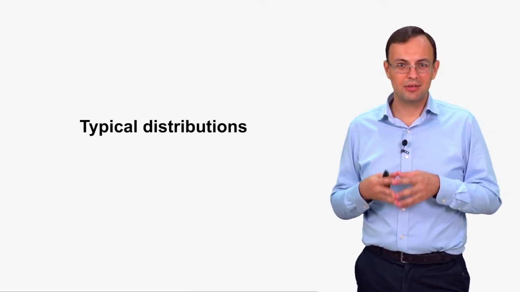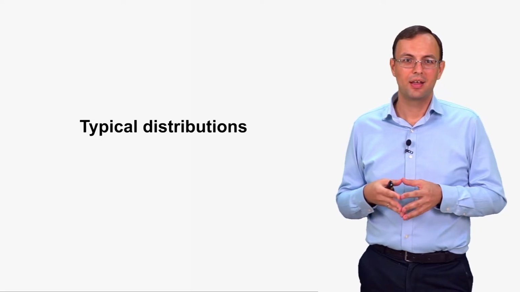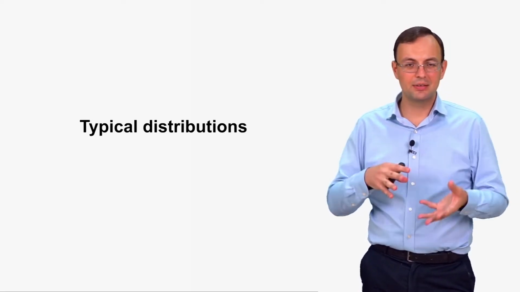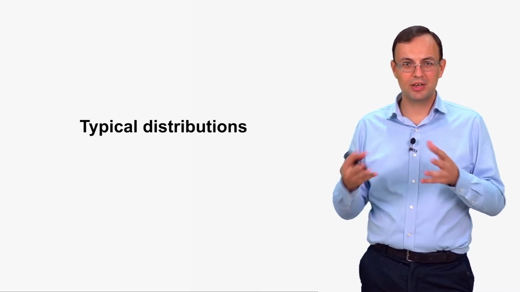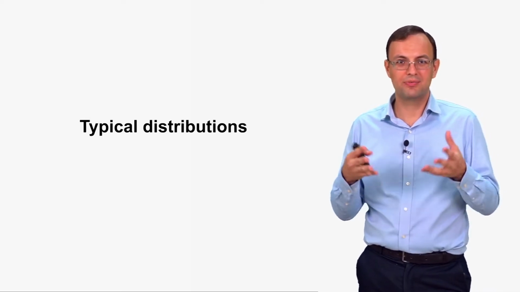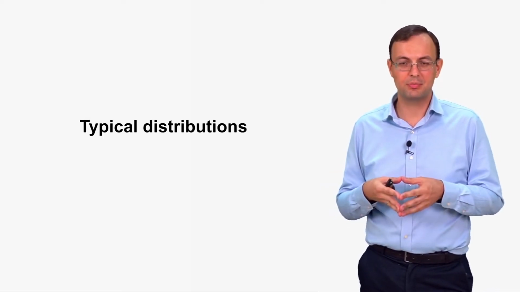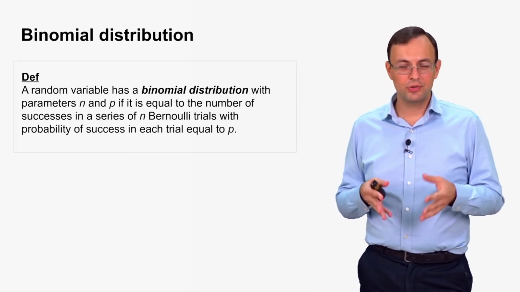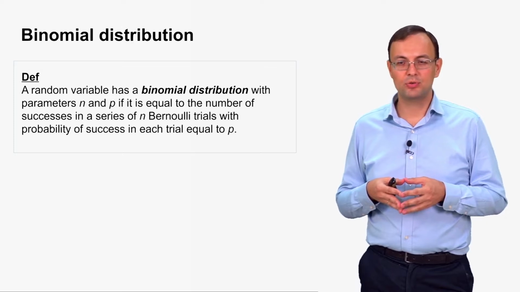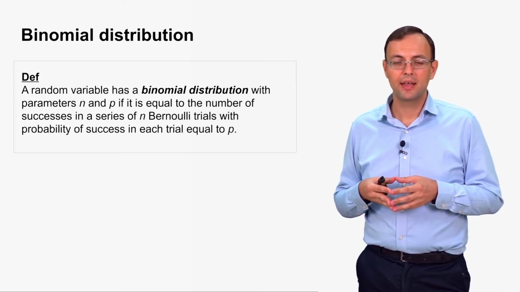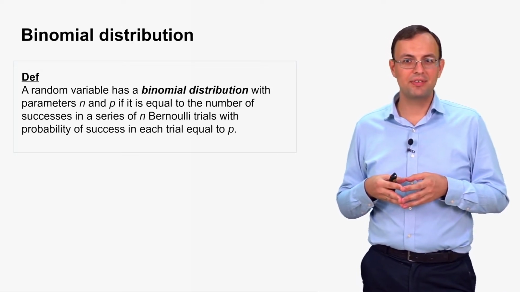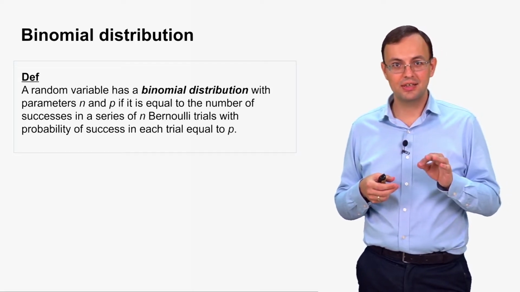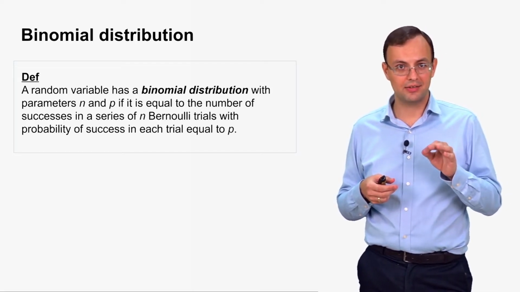And so now we will discuss several distributions that are the most typical, that are encountered very often. And so we will discuss their physical meaning, the situations in which we can find these distributions. And the first one is a binomial distribution. Binomial distribution can be defined as a number of successes in a series of Bernoulli trials.